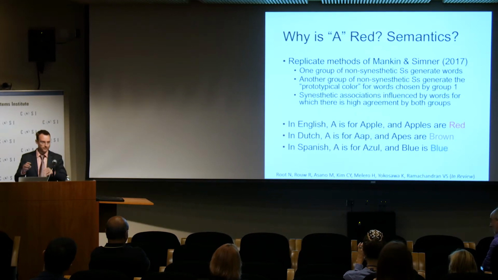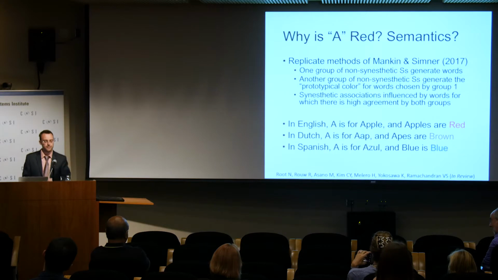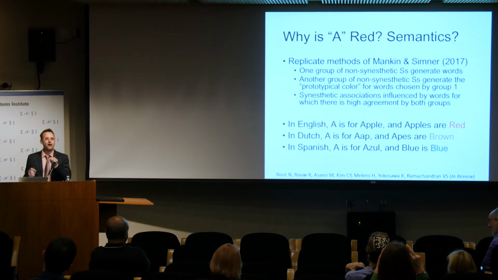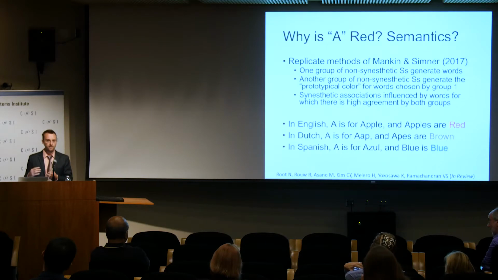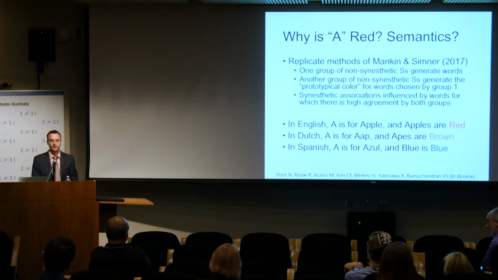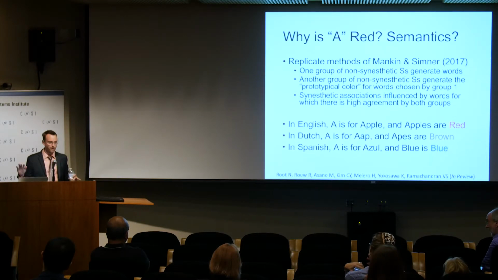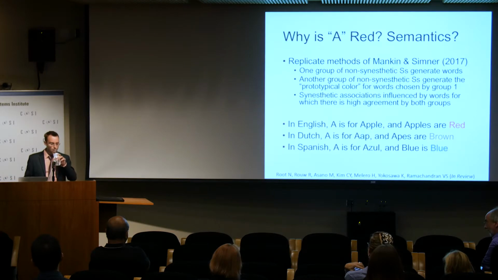You take those words, you give them to a different group of people, and you ask those people, what color is this word? And what you end up with are these potential words where a lot of people generate them and they have a specific color. And so when you look in English, we replicate this paper, and in fact, a huge number of people, when you ask them to generate a word that starts with A, pick apple, and English speakers agree that apples are red.